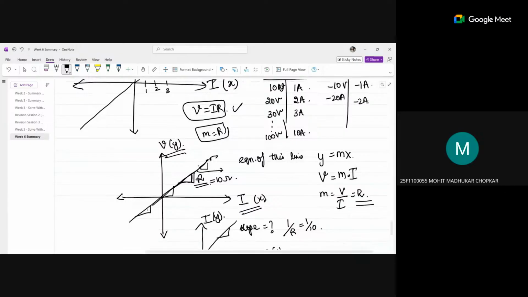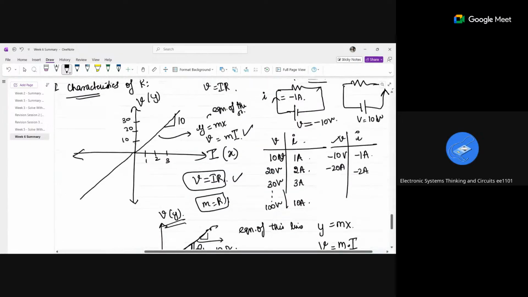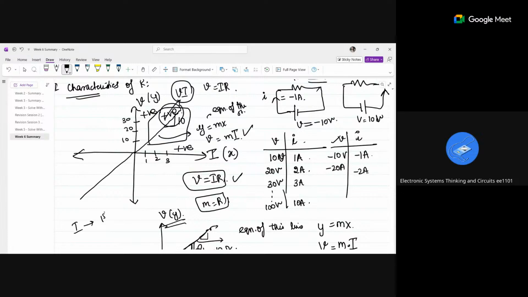In the lecture, what was mentioned is, for positive V value and positive I value, in this quadrant, V into I is power, right? That is positive. So the resistor in the first quadrant is absorbing power.